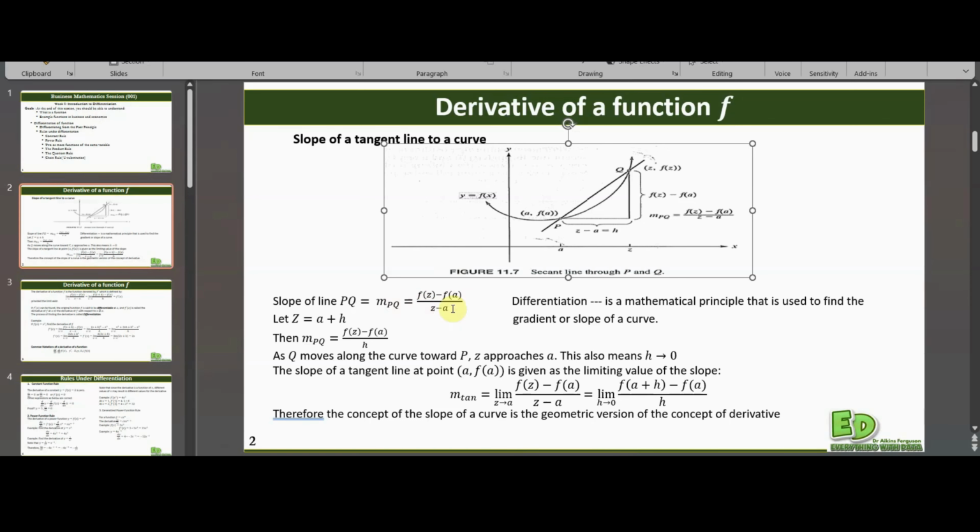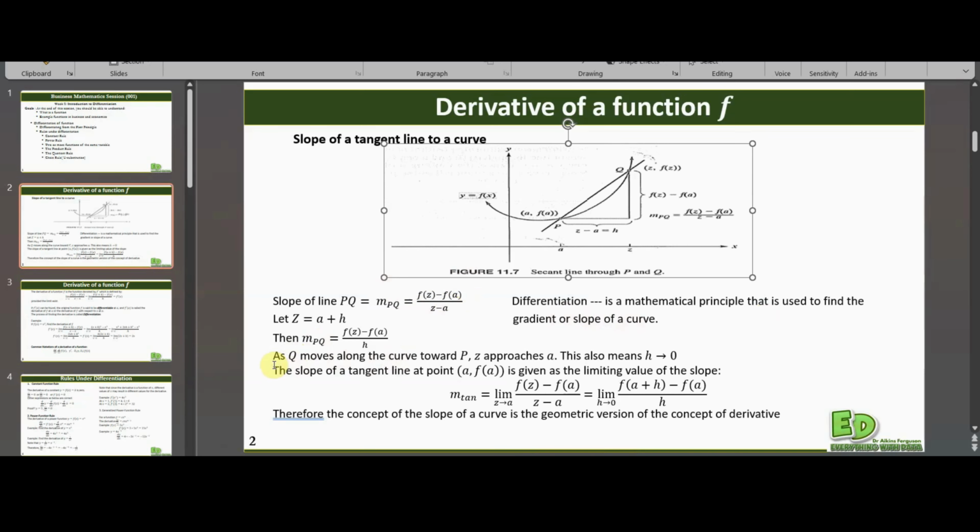So that is the same idea you have here, right? That's the same idea you have here. And then the distance from z to a is what we call h, which is known as the horizontal distance. Take note that differentiation is a mathematical principle that is used to find the gradient or slope of a curve, right? Okay, so this is basically the idea or the formula of the first principle. We'll just change the alphabets or do some small changes here to get the final differentiation from first principle formula, right?